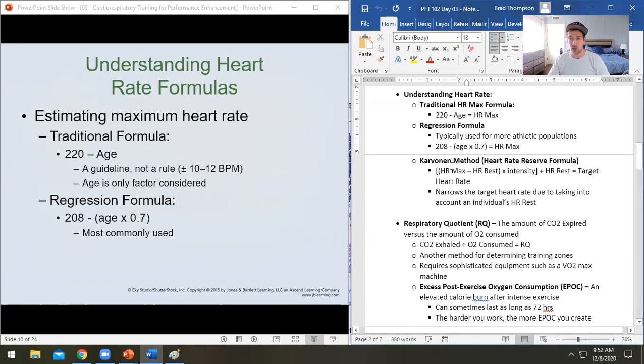The same thing is true for your heart rate, right? You have gentle cardiovascular training and you have intense cardiovascular training. I could be at 65% of my heart rate max, or I could be at 95% of my heart rate max. Now, how do I figure out what my heart rate max is? Well, that's where these different formulas come in. You have your traditional heart rate max formula, which is 220 minus your age, and that's going to be your heart rate max.